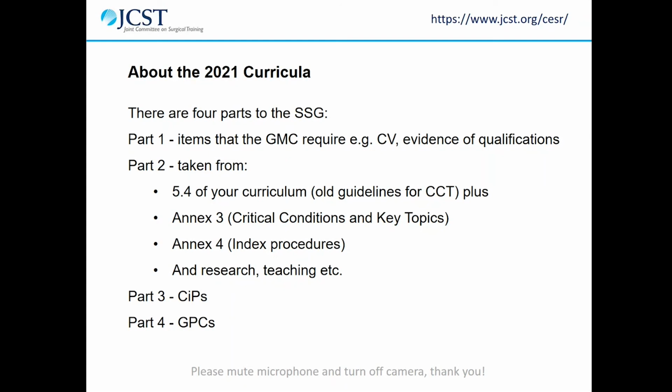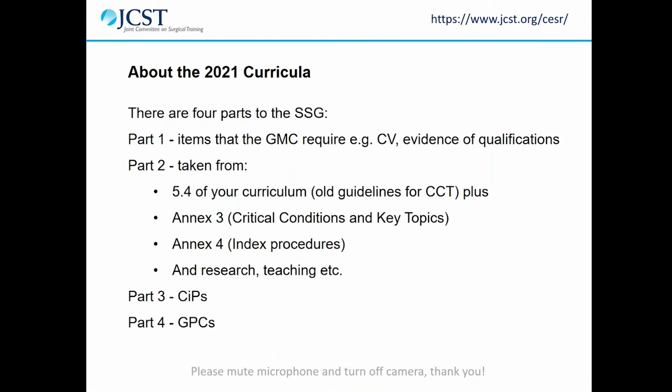So that's all the stuff that used to be contained in the guidelines for CCT. You will be providing the same sort of numbers and the same sort of WBAs as you were providing under previous iterations of the curriculum. So that's what you will need to do. It also contains, as Keith showed you on his slide, the generic elements, which are obviously research, teaching and training, quality improvement, stroke audit, management in the NHS, etc. So that's where you need to go.